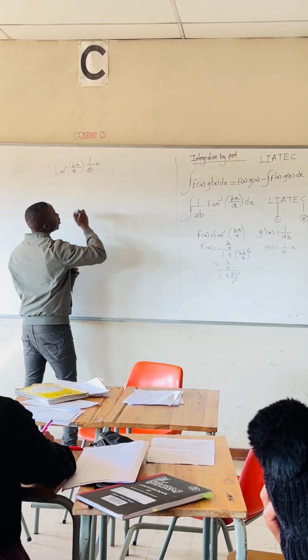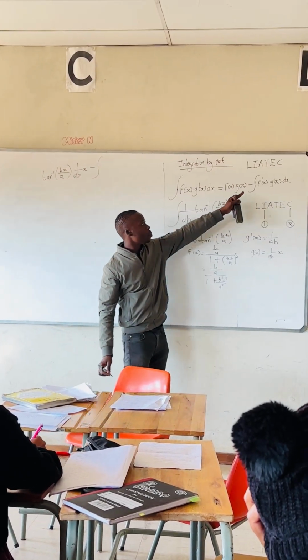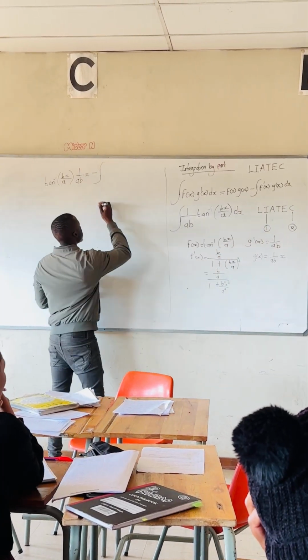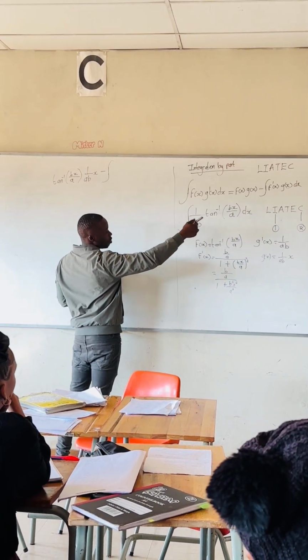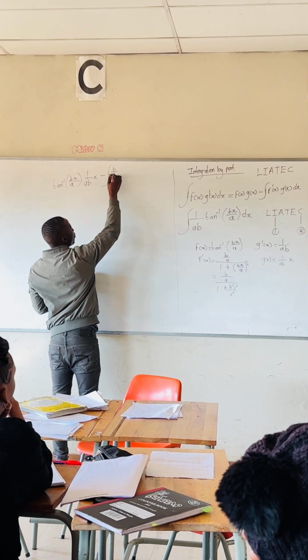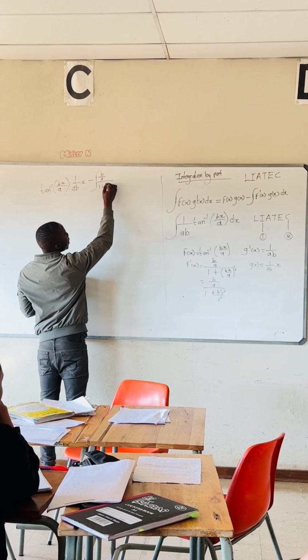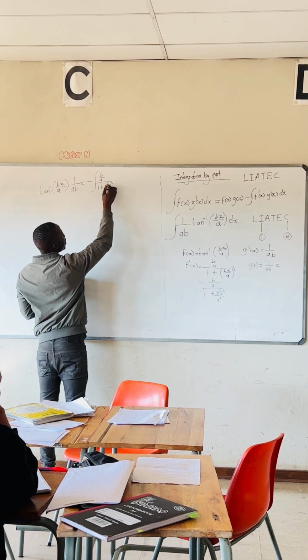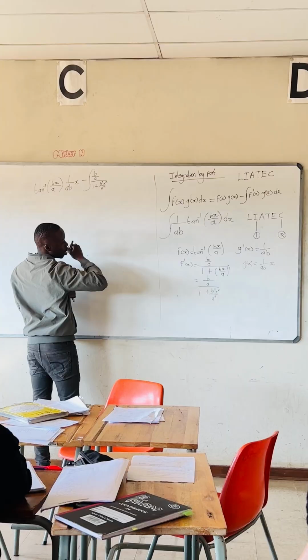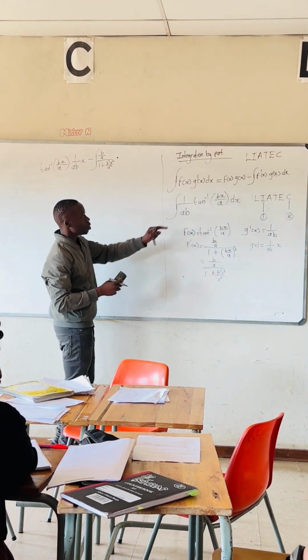Abx. Minus. Remember, minus is part of the formula of integration by parts. Minus integral. What is the derivative of f of x? It is this one, so we're going to say a over b over 1 plus b squared x squared over a squared, multiplied by what? g of x.